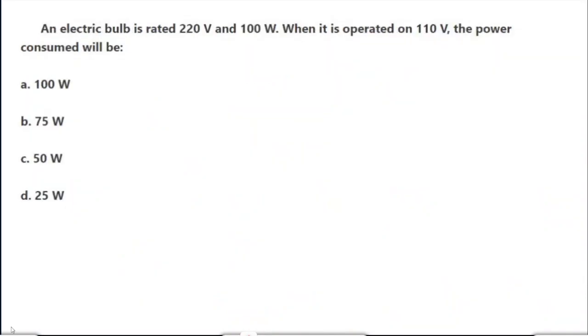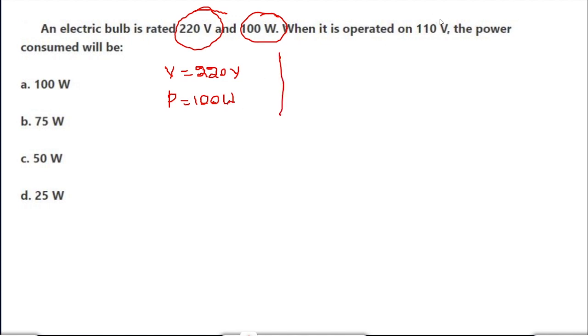Now, next question. An electric bulb is rated 220 volts and 100 watts. That means V here is 220, P is 100 watts. And when it is operated on 110 volts, that means here we can consider V1, P1, and here it is V2. V2 is 110 volts. And what happens to the power consumed, P2? What happens to P2, right?